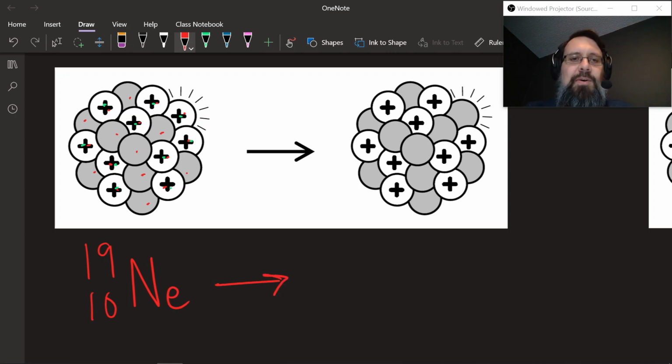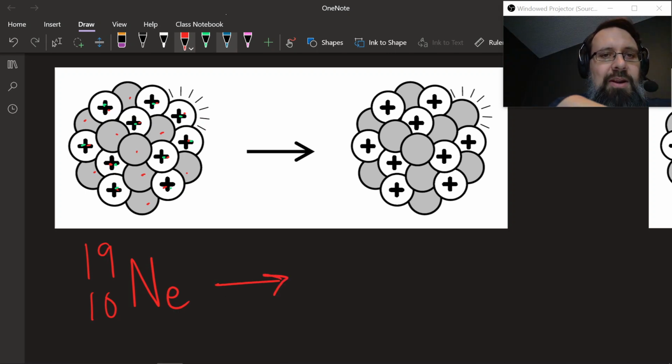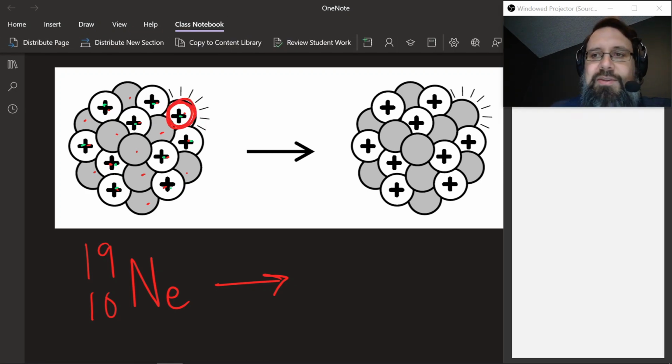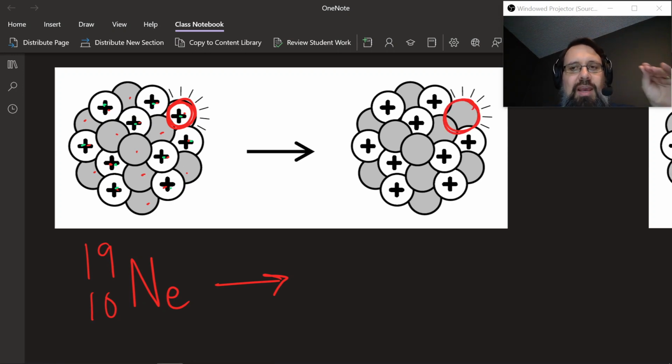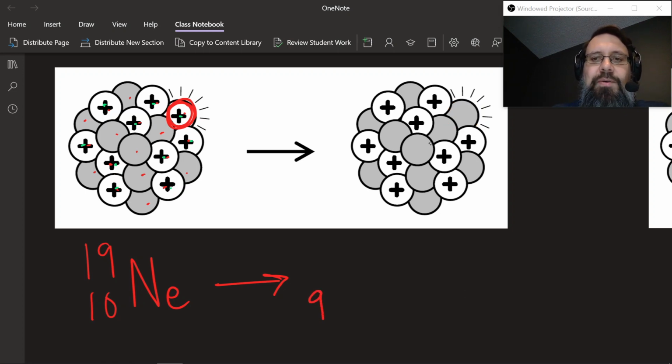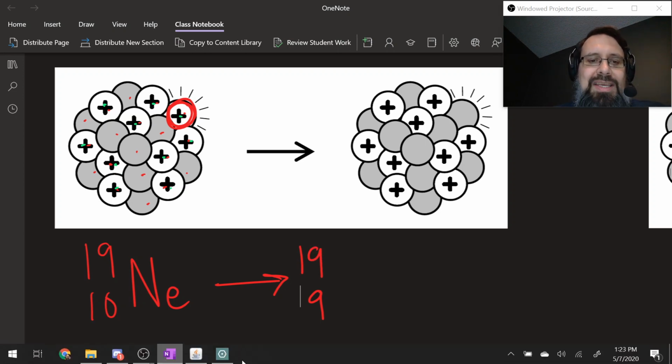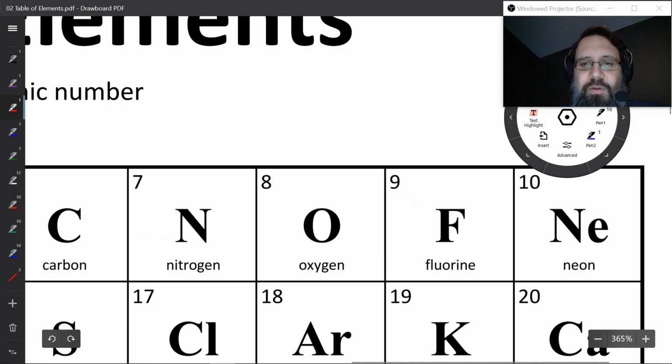Now what's going to happen? This proton is going to turn into this neutron. So we are going to lose a proton but gain a neutron. There won't be 10 protons anymore, there's only going to be 9 because we've lost a proton. But when a proton turns into a neutron, it's still a nucleon, so the number of nucleons is not going to change. But it's no longer going to be neon. It will have transmuted into fluorine.